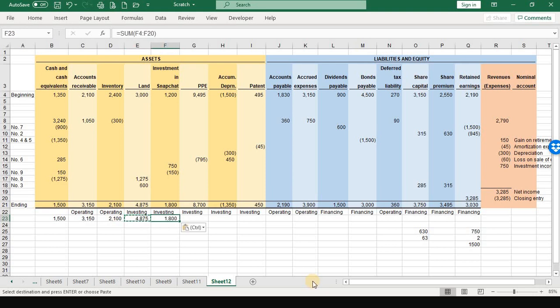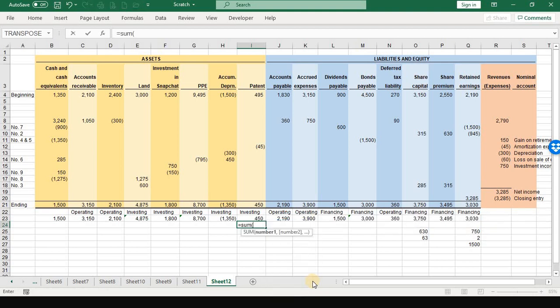Investment in Snapchat 1,800. PPE is 8,700. Accumulated depreciation is negative 1,350. Patent is 450. Accounts payable is 2,190. Accrued expenses is 3,900. Dividends payable is 1,500. Bonds payable is 3,000. Deferred tax liability is 360. Share capital is 3,750. Share premium is 3,495 and retained earnings is 3,030 pesos.